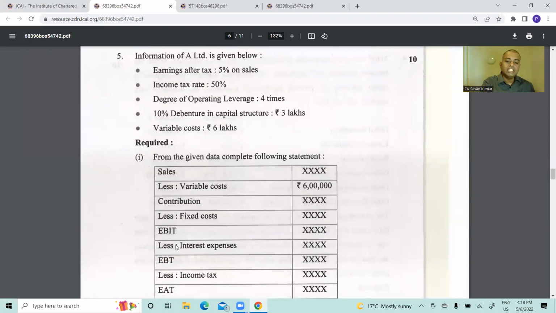How many of you can solve this 5th question properly? Tell me. If you can solve this question, say I. Type I in the chat box. I want to see your confidence level. If you can solve this question number 5, type I.